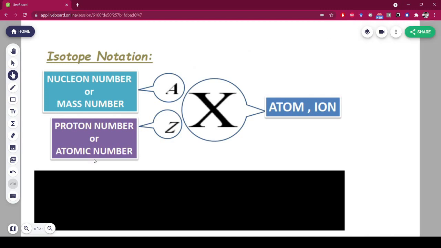So how do we write isotopic notation? The one that you're looking at now is just the general way of writing it. You have the symbol of the atom written here, and on top, you have the mass number. Remember, mass number refers to protons plus neutrons, or sometimes mass number can also be called the nucleon number. And at the bottom, you have the proton number or atomic number, Z. A is the symbol for mass number, and Z refers to the proton number.